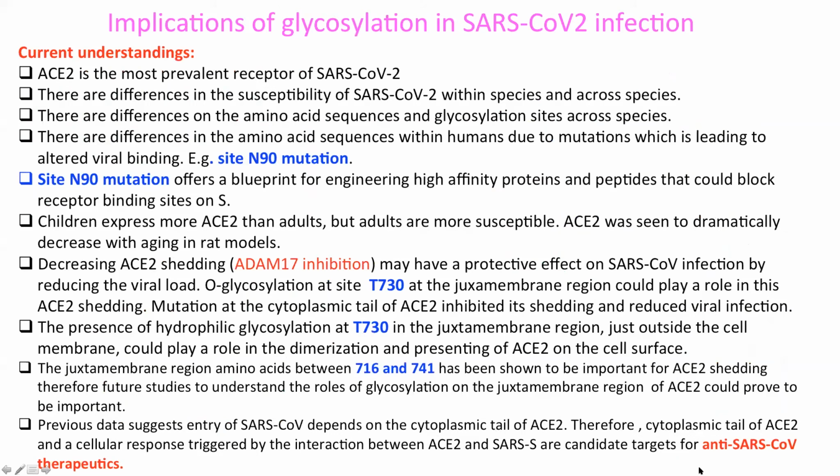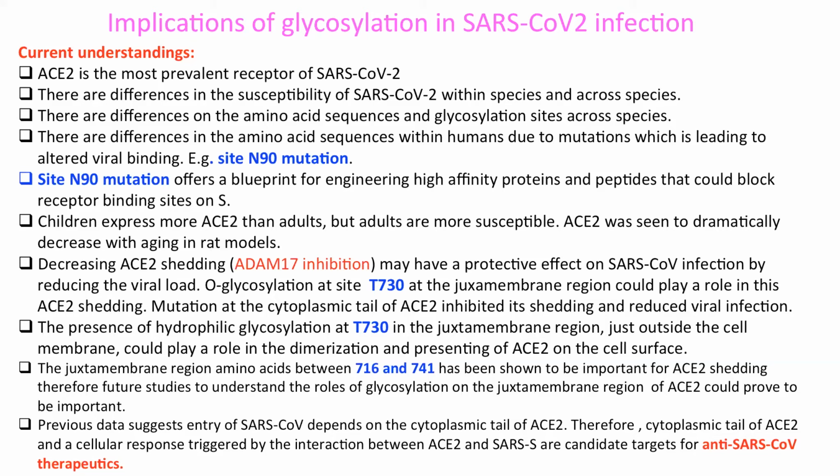So some implications of these studies, studying the glycobiology of SARS-CoV2 and these two glycoproteins. What is our current understanding? ACE2 is the most prevalent receptor of SARS-CoV2. There are differences in susceptibility of SARS-CoV2 within species and across species. There are differences in the amino acid sequence and glycosylation sites across the species. There are differences in the amino acid sequence within humans due to mutations, which is leading to altered viral binding.